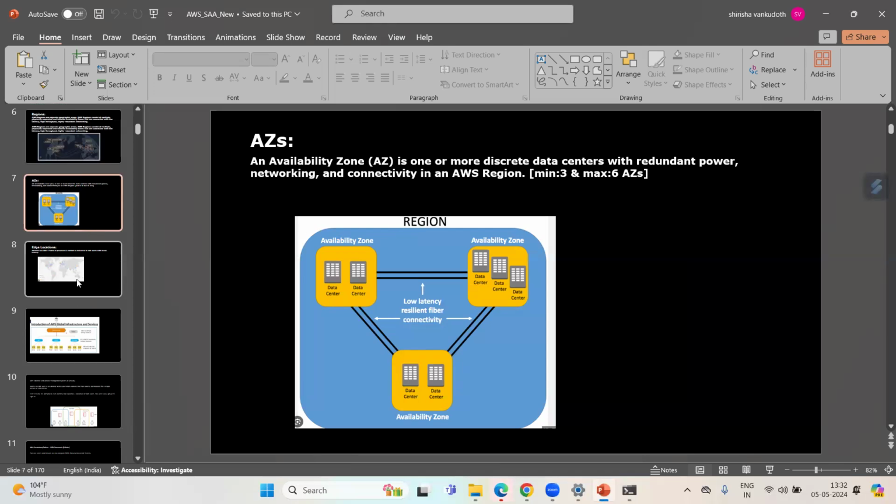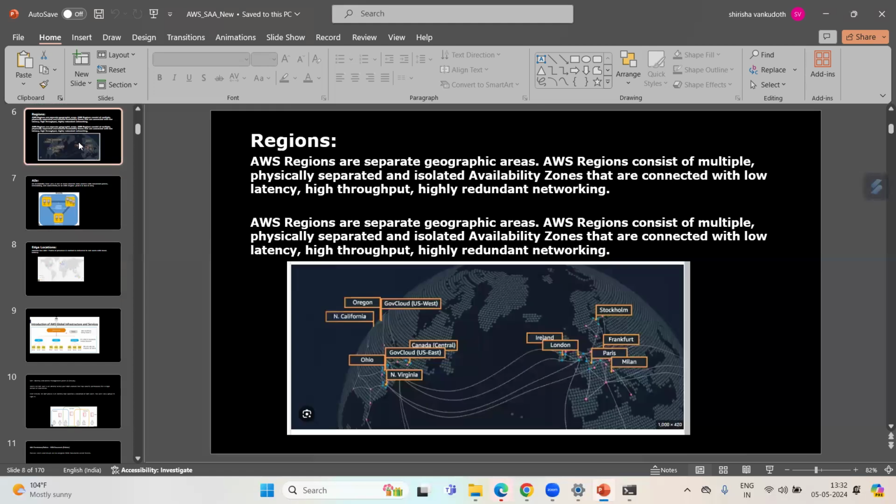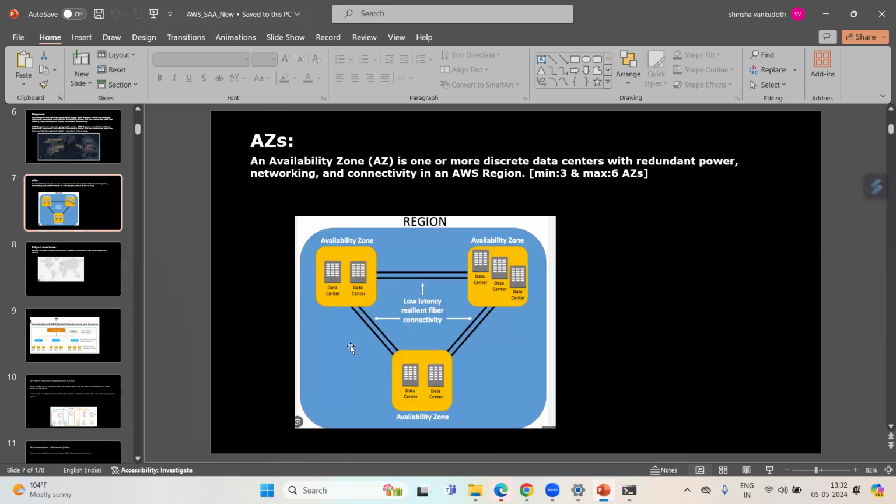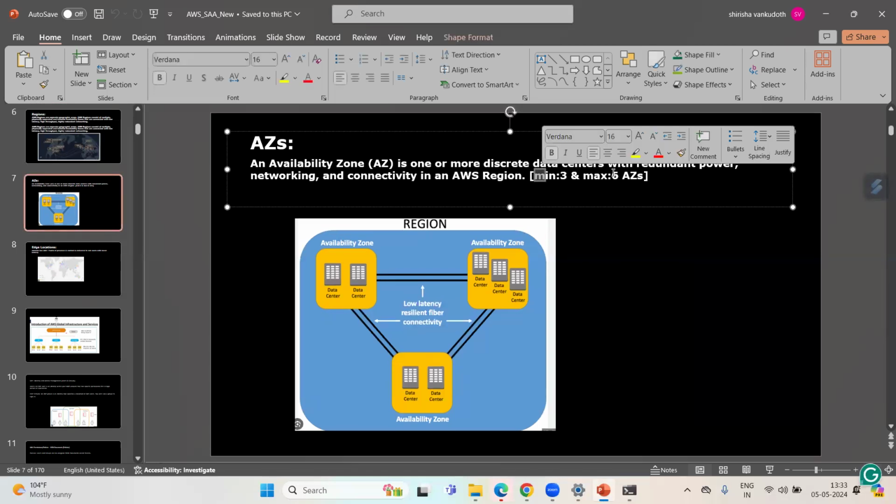So what is the region? A region is just a geographical area. The region consists of the availability zones here. Depending on the load of the region or the country, they have made at least 3 availability zones, minimum 3 and maximum 6. The maximum of 6 availability zones depends on the load of that region itself.